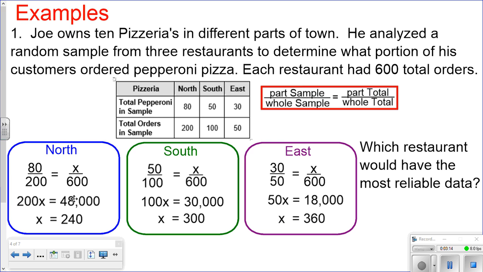So of these 3 restaurants, which one's the most reliable? Well, the North is the most reliable because he sampled the most people. So that is the one he should use if he wanted to collect data.